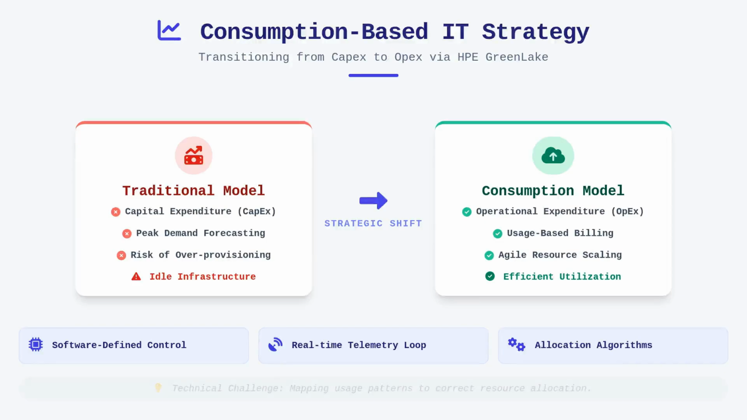Architects often find that the primary constraint is not the hardware itself, but our ability to map those specific usage patterns to the correct resource allocation algorithms. By leveraging these models, organizations can effectively mitigate the common pitfall of over-provisioning infrastructure that sits idle for the majority of its lifecycle.